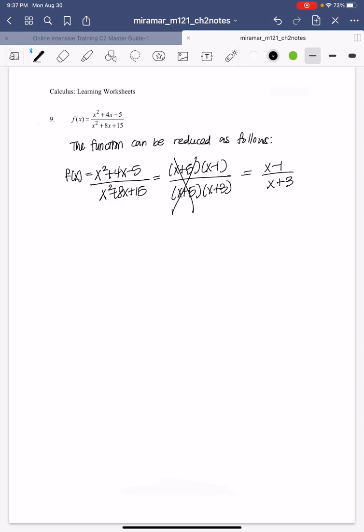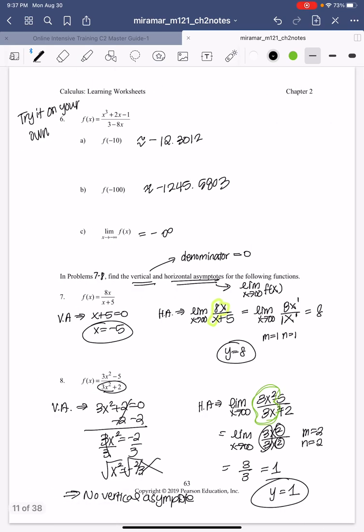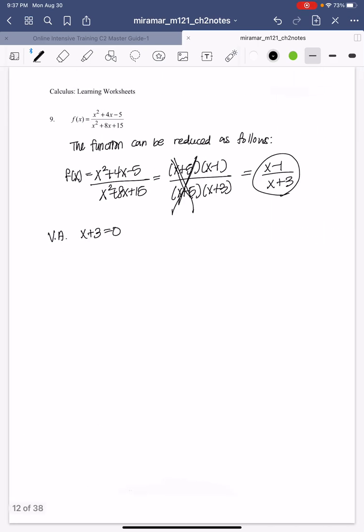Okay, so for this one, I have a vertical asymptote. Because they cancel out, I'm only having x plus 3 equals 0. So you should not use x plus 5 equals 0 because it cancels out with top and bottom. So that's one thing that is different from the previous ones. Previously, we did not have to simplify because it was already reduced. This one, you have to reduce and then only look at the remaining part. So over here, I have x equals negative 3 as my vertical asymptote.